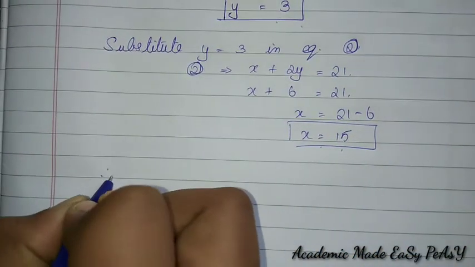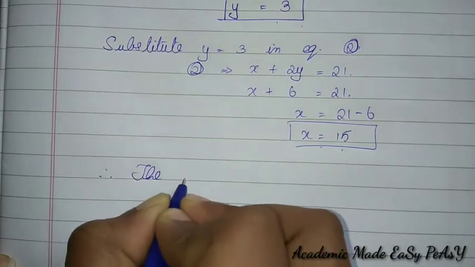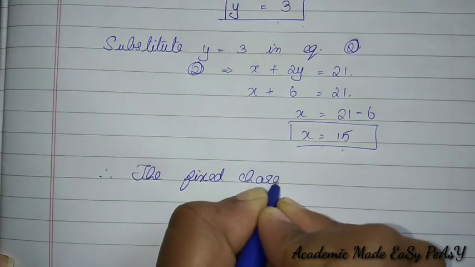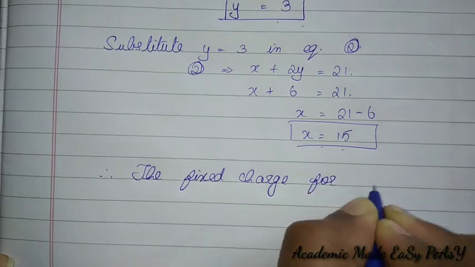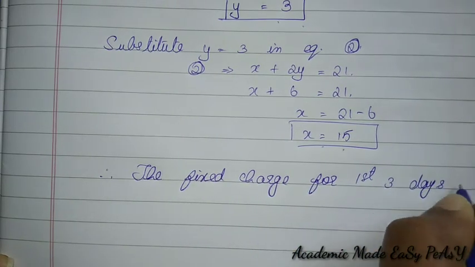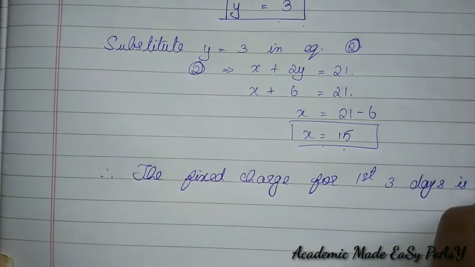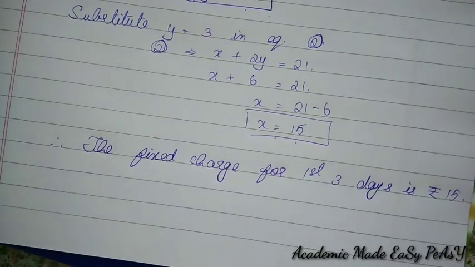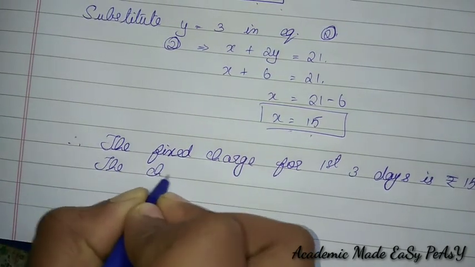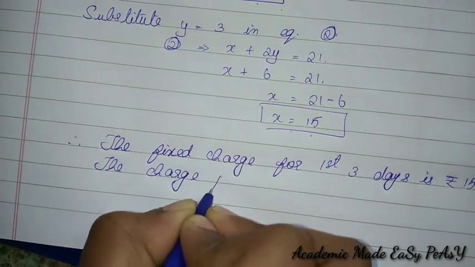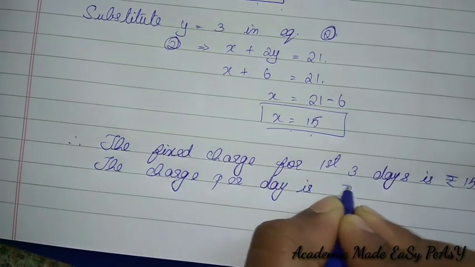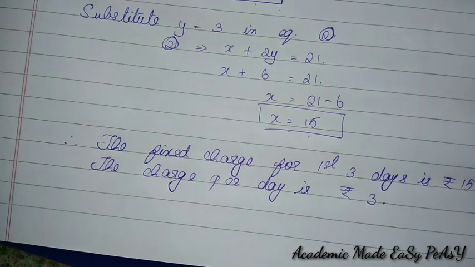Therefore the fixed charge for the first 3 days is rupees 15. You have to write it in rupees only. Then the charge per day is rupees 3. That's it.